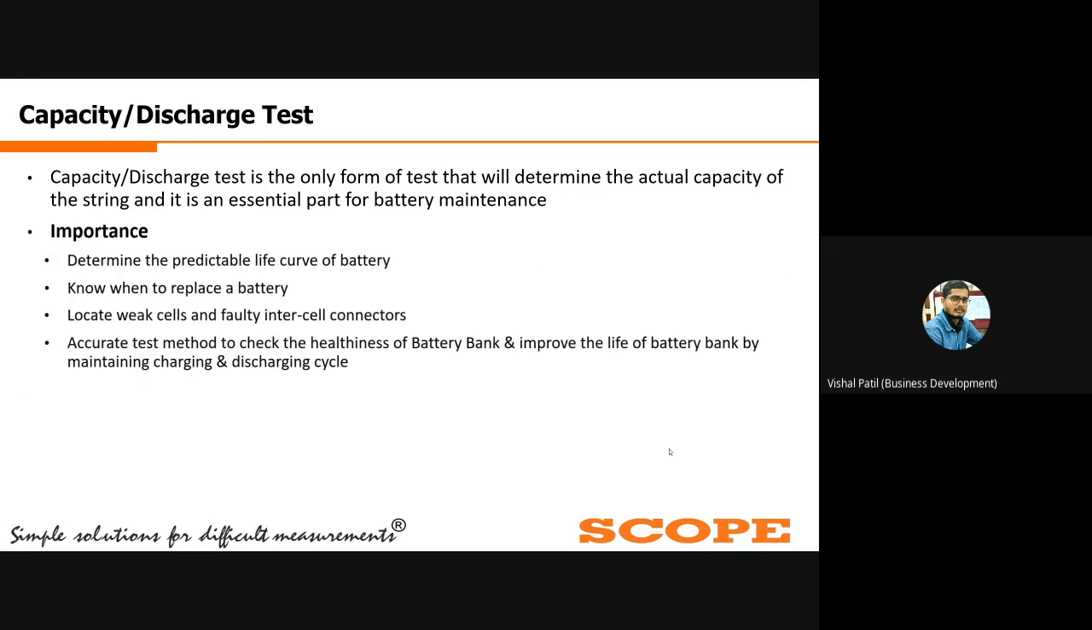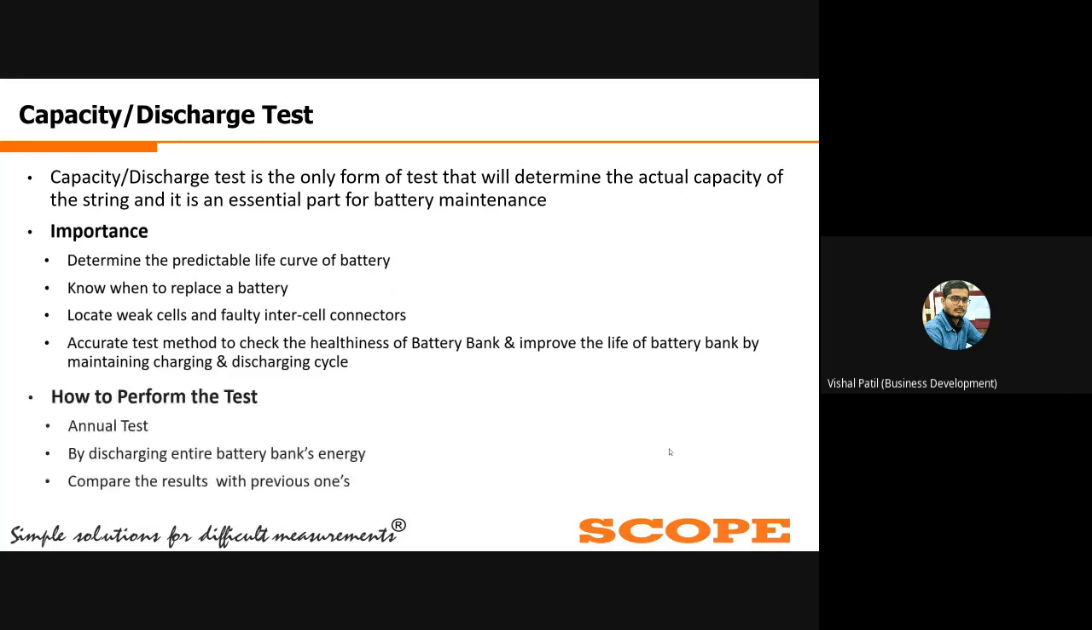It will help us to determine the life curve of the battery. You will get to know when you have to replace the battery or cells. With the help of this particular discharge test, you can locate the weak cells and faulty inter-cell connectors, and you can replace those weak cells to avoid further damage to the battery bank. Then this is the only accurate method to check the battery bank healthiness and improve the battery bank life by maintaining its charging and discharging cycle. So this is the importance of the battery discharge test.